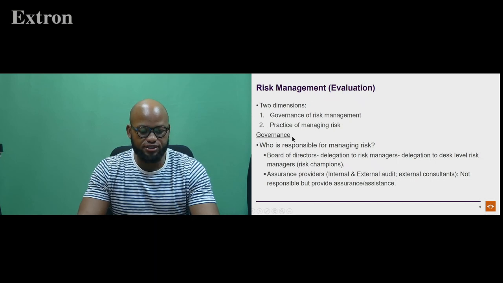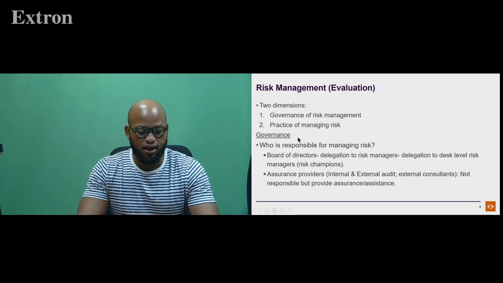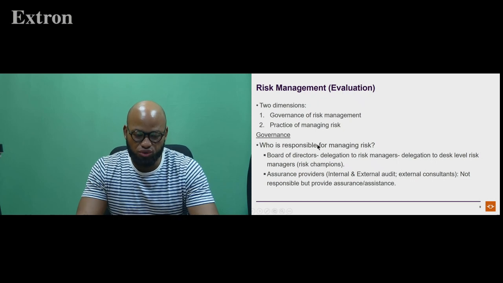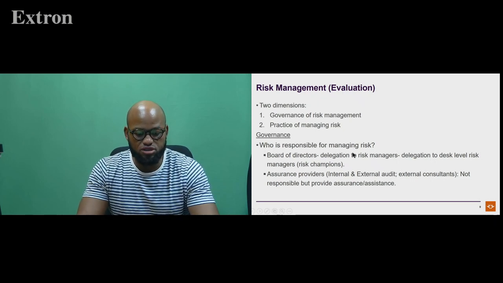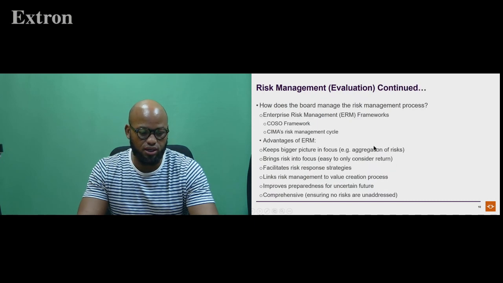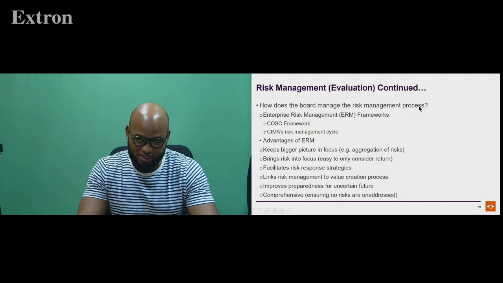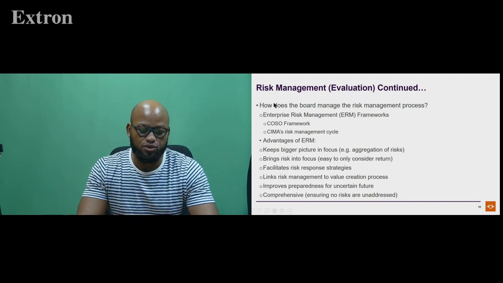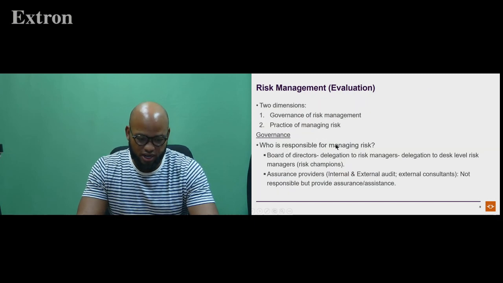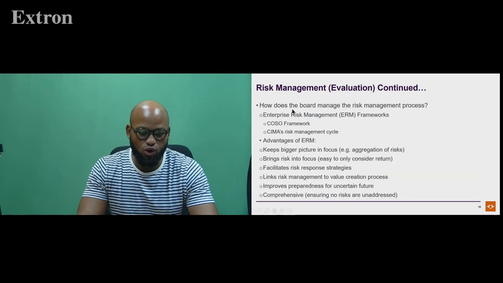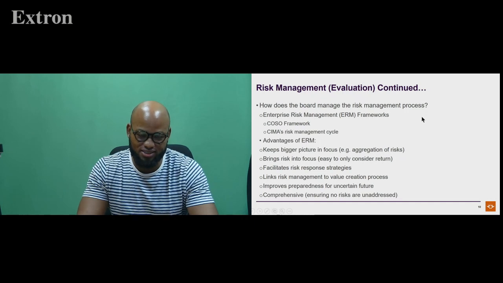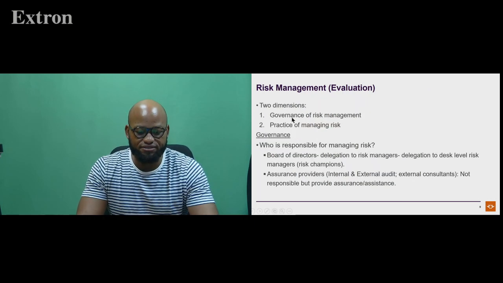When I talk about the governance of risk management, I am asking you to consider two central questions. Number one, who is responsible for managing risk? In other words, who are the people that are actually responsible for managing risk? And number two, how does the board manage the risk management process? In other words, the people responsible for managing risk are the board of directors. How do they go about managing the risk management process? Okay, so that's what the governance of risk management is all about.